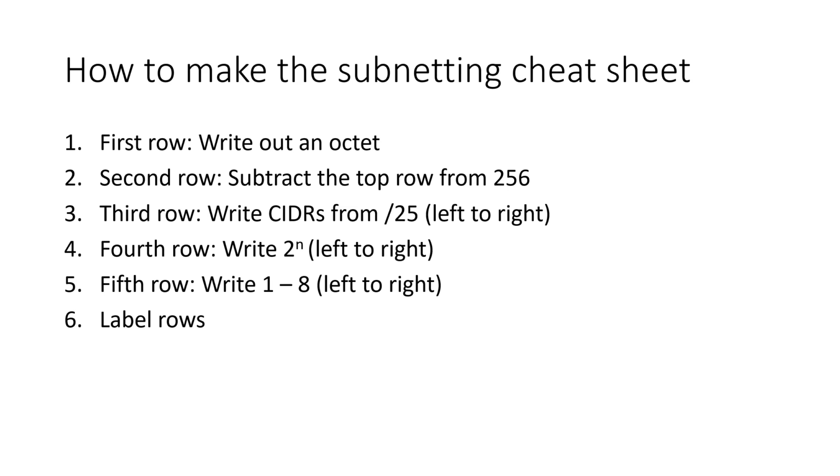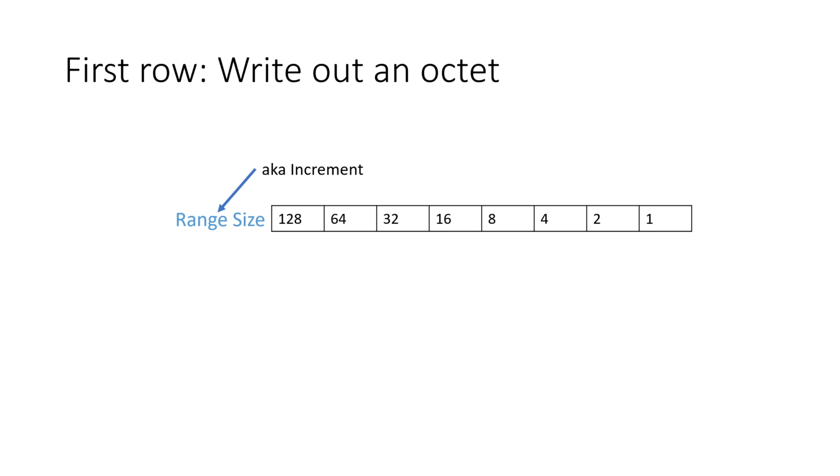Straightforward. Write out an octet on the first row. Second row, subtract the first row from 256. Third row, write in your CIDRs from left to right, starting at /25. Fourth row is just 2 to the n. Fifth row, just write in 1 through 8, and then you label your rows. Now, that might sound complicated, so let's just walk through it really quick.